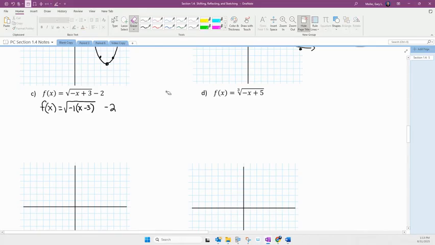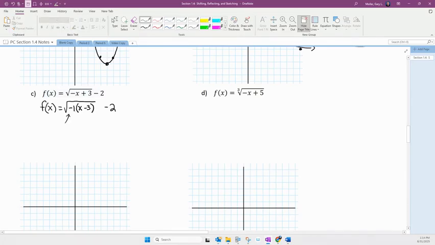But since this is a square root and I cannot take the square root of negative 1, it has to stay right where it is. But that's okay, because we know what it means to have a negative in front of our function there on the inside. And that is a reflection over the y-axis. So what is this graph going to do?